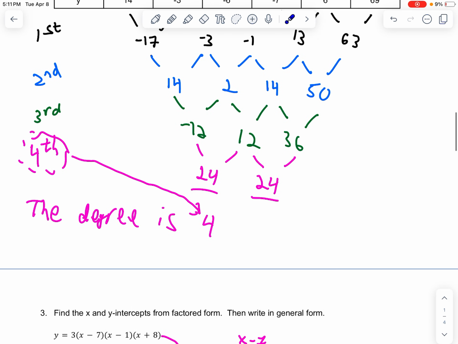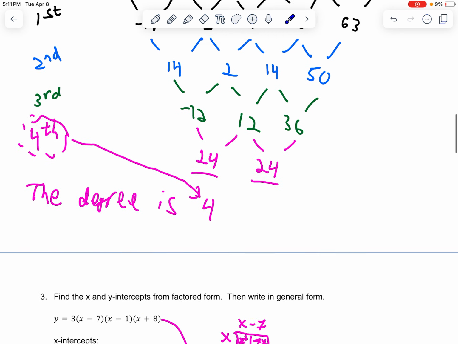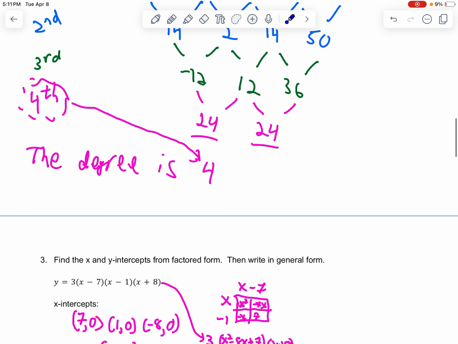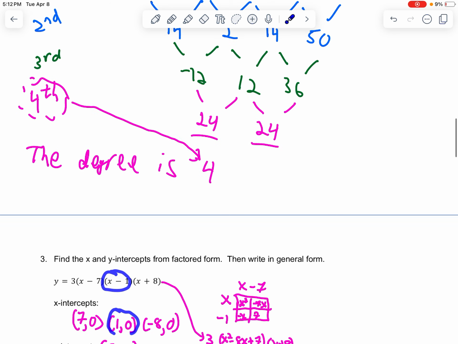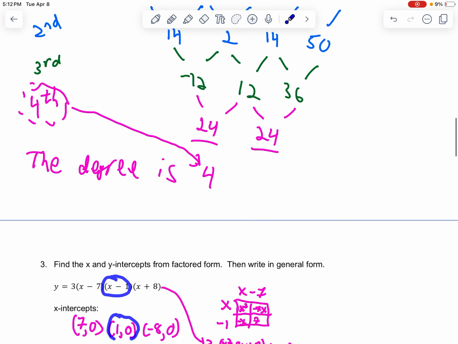All right, find the x and y intercepts from factored form. Well, the x-intercepts are easy. We've been doing this: you take each factor, set each equal to 0, and solve. So x minus 7 equal to 0 gives you 7. x minus 1 set equal to 0 gives you x equals 1. Notice I'm writing these as ordered pairs. You don't have to. You can leave them as just 7, 1, and negative 8. And last but not least, x plus 8 equal to 0 gives us negative 8.